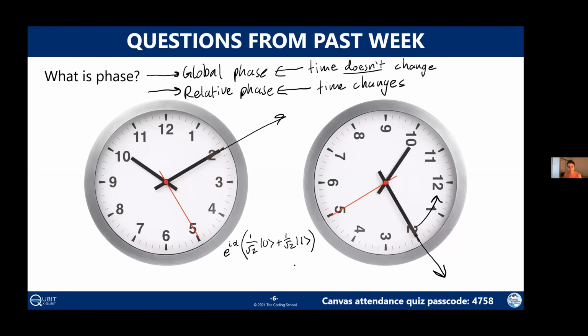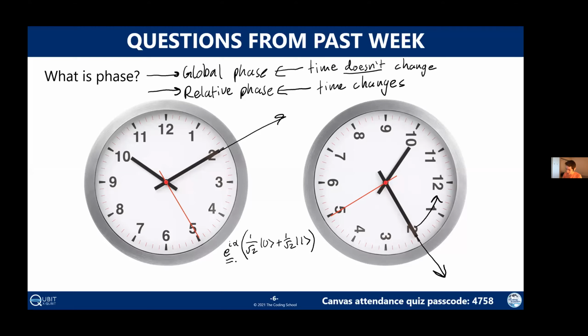So you'll often hear quantum physicists say, oh, global phase doesn't matter. Global phase doesn't change our quantum state. This is why, because when you multiply the whole thing by a complex phase factor, it's like rotating the whole clock face. The hands still stay on the same numbers.